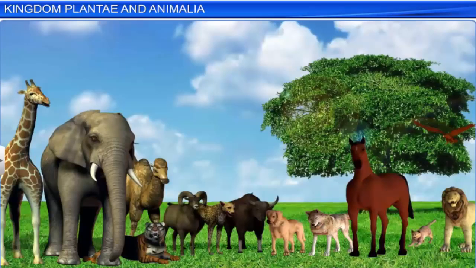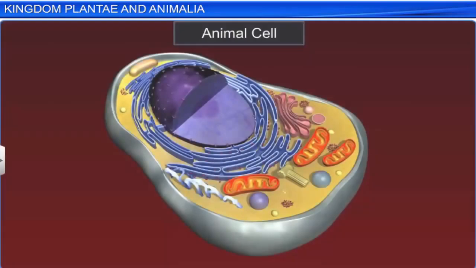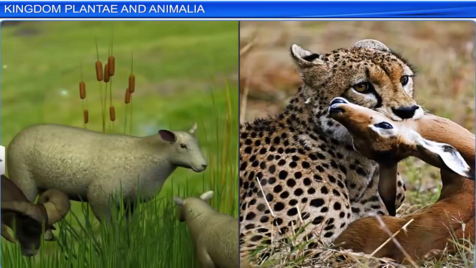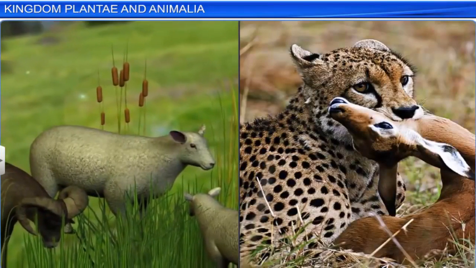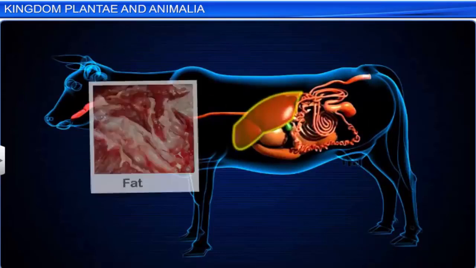Unlike kingdom Plantae, kingdom Animalia comprises only heterotrophic, multicellular eukaryotic organisms. Also, members of kingdom Animalia lack cell walls in their cells. Most of them depend on plants for food directly or indirectly. They digest their food in the internal cavity, which means that they have extracellular digestion. However, they can store food reserves as glycogen or fat.